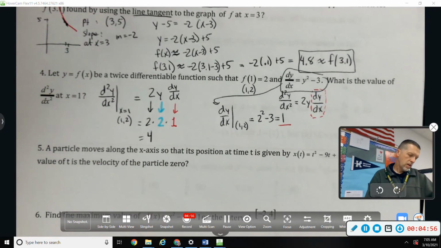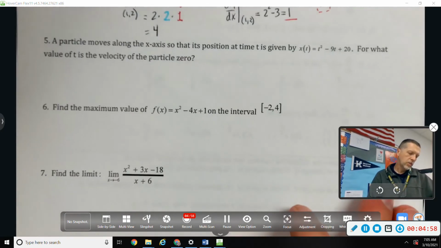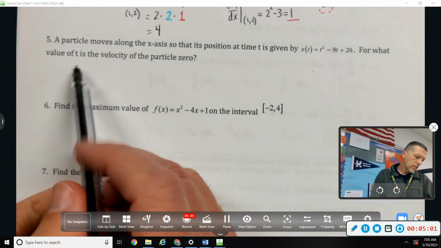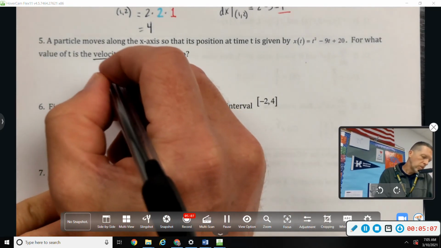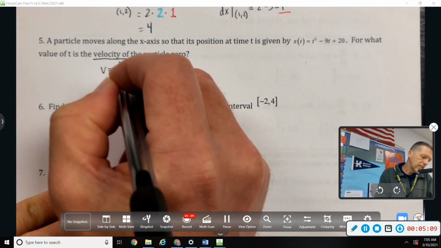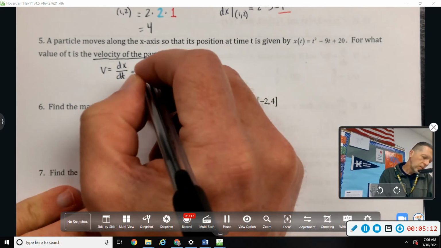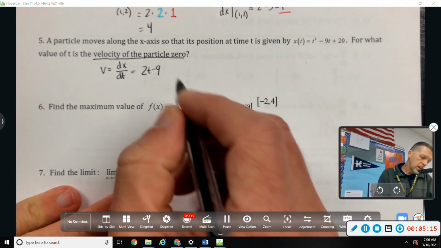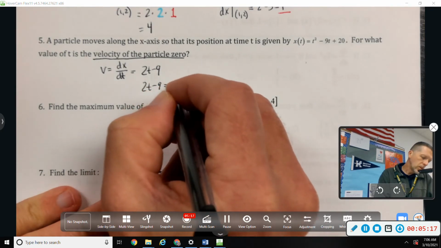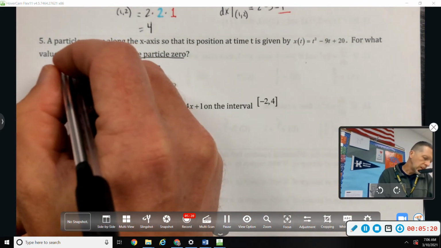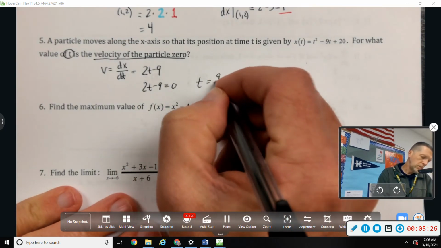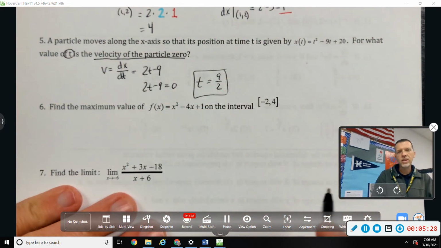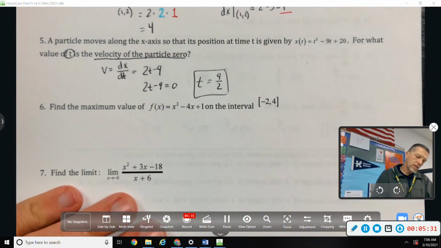Number 5. Particle moves along the x-axis so that its position is given by this function. For what value is the velocity 0? This is just a review question. Hopefully remember that velocity is derivative of position. So that would be 2t minus 9. And we want to know when that's equal to 0. So what value of t, so solving for time, when velocity is 0, so t would be 9/2. That's an easy one, as long as you remember that velocity is derivative of position.